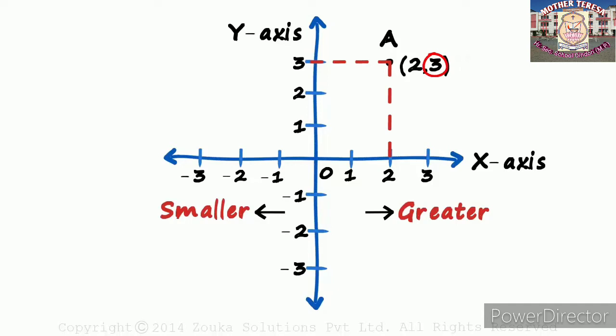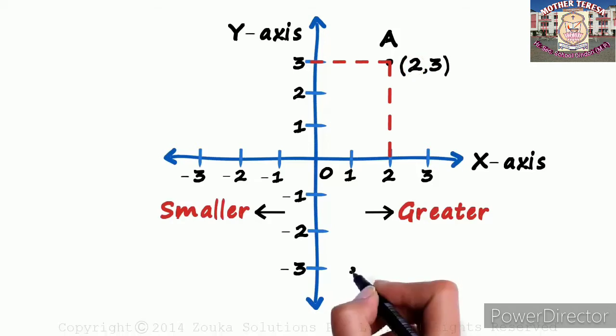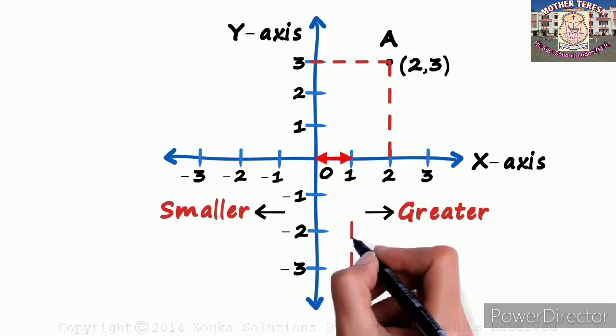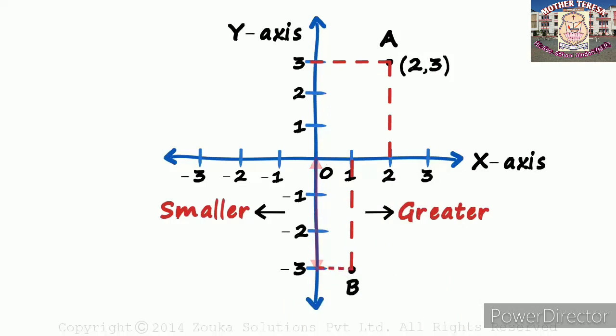Can we write the y-coordinate first and then the x? Nope, we cannot. The x-coordinate has to be written first. Why don't you try writing the coordinates of point B? It is 1 unit away from the y-axis and 3 units away from the x-axis. But wait, 3 units below the x-axis. So the coordinates will be (1, -3). So that's how we give points on the plane some identity. X-coordinate followed by the y-coordinate.